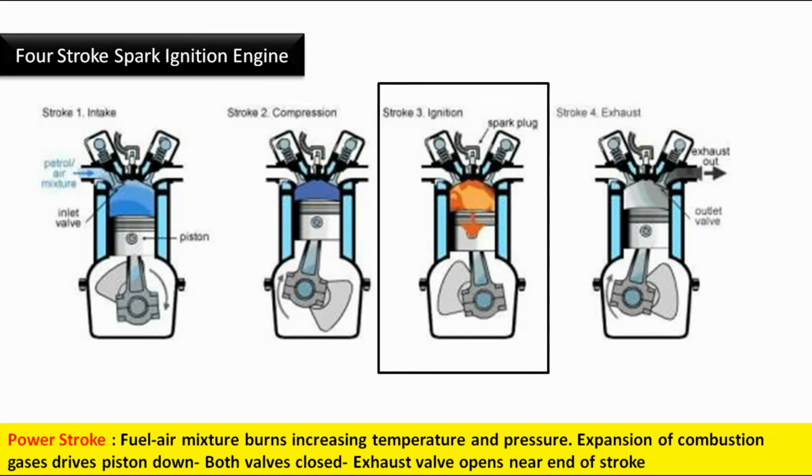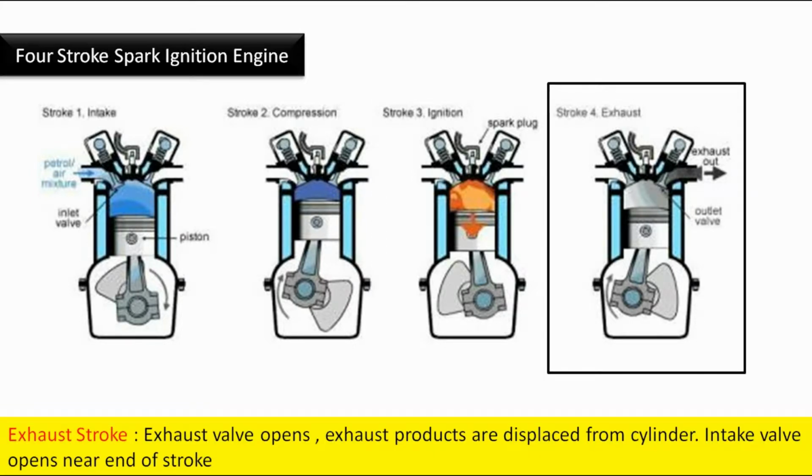Power stroke: fuel-air mixture burns, increasing temperature and pressure. Expansion of combustion gases drives the piston down. Both valves closed. Exhaust valve opens near end of the stroke. Exhaust stroke: exhaust valve opens. Exhaust products are displaced from cylinder. Intake valve opens near end of the stroke.